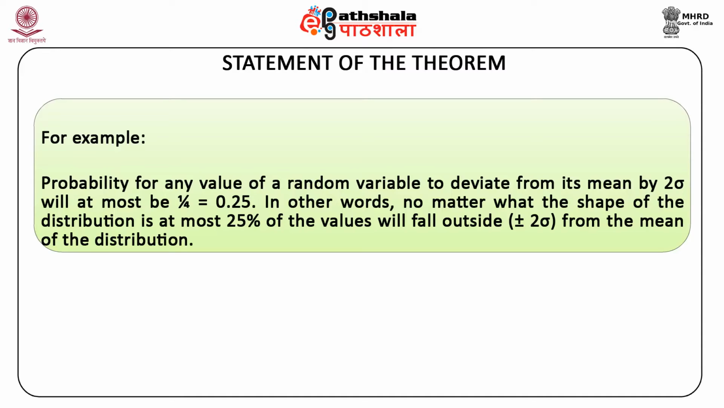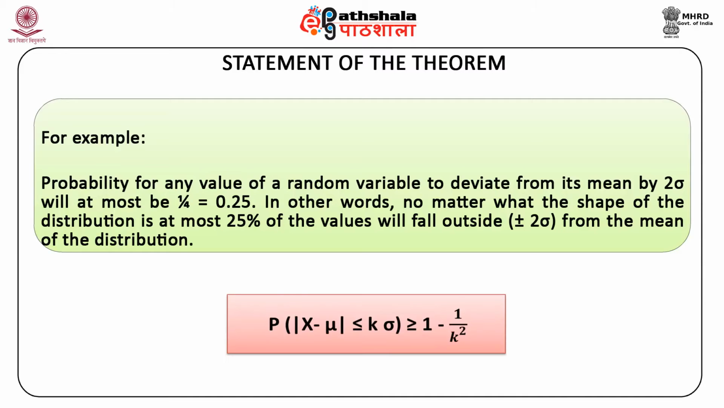An alternative way to express the Chebyshev inequality theorem is: the probability of modulus of x minus mu being less than or equal to k sigma is greater than or equal to 1 minus 1 upon k square. At least 1 minus 1 upon k square is the probability that any random variable x will lie within plus minus k sigma distance from its mean.